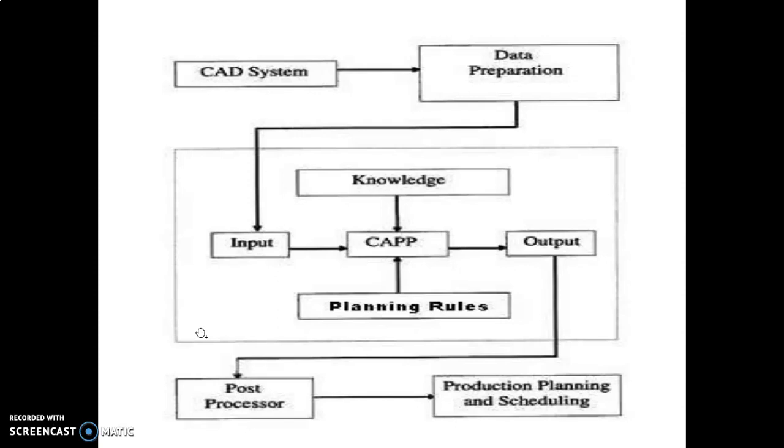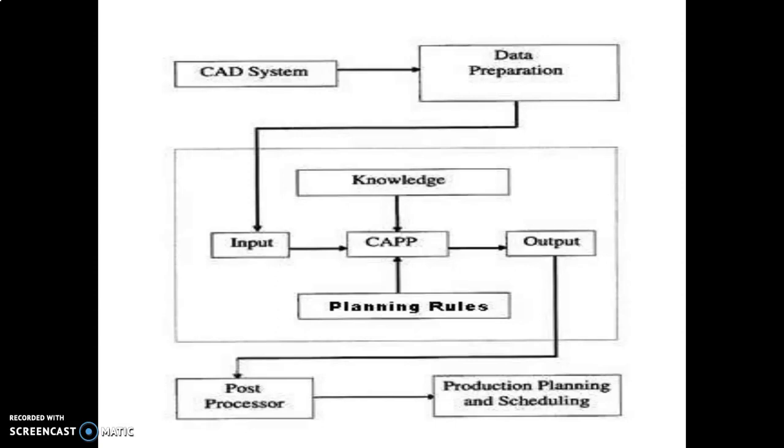You can see here we have a diagram about the process, how we develop a product, or how we collect the data from the market. So here we have the CAD system. From the CAD system we have data preparation. From data preparation, we then give input to the CAPP. In that we require two things, knowledge as well as the planning rules, and from that you will get the output. And further we have the post processor and production planning and scheduling.